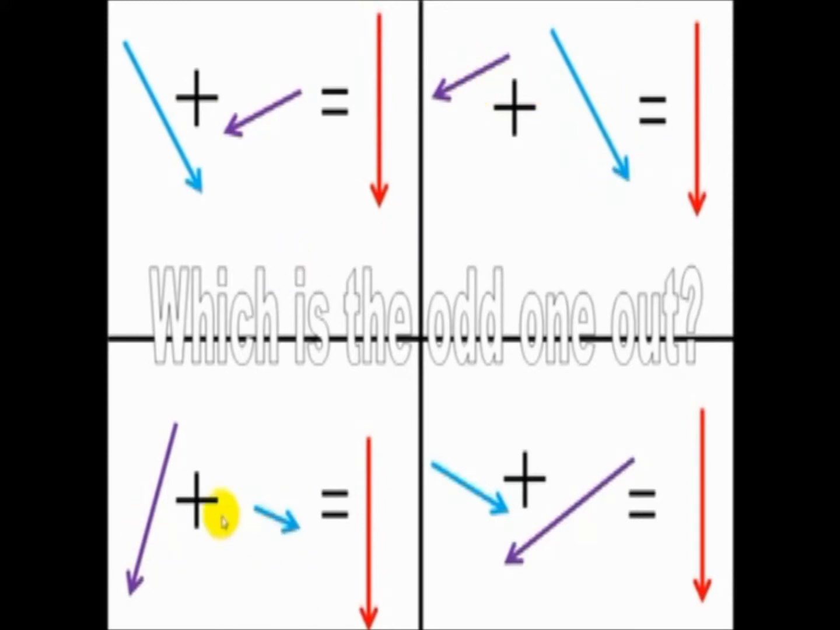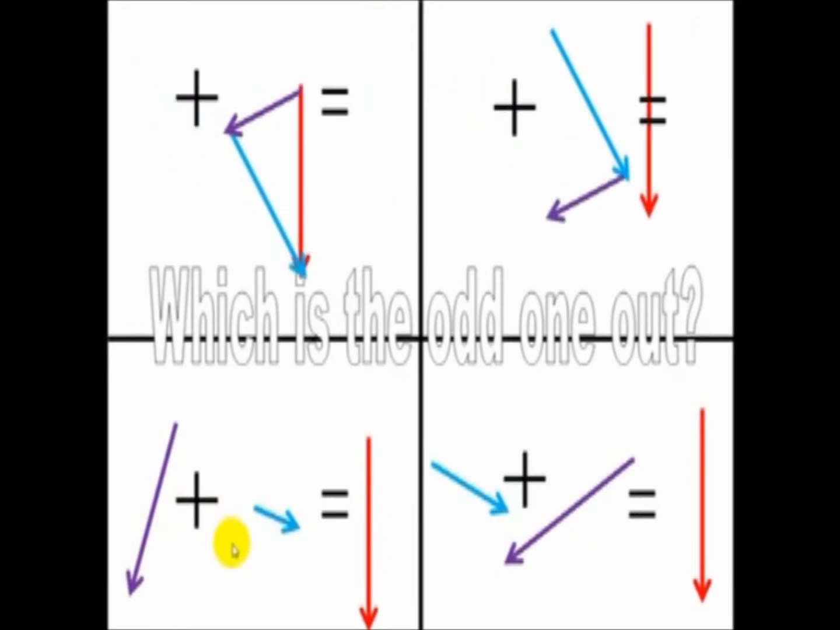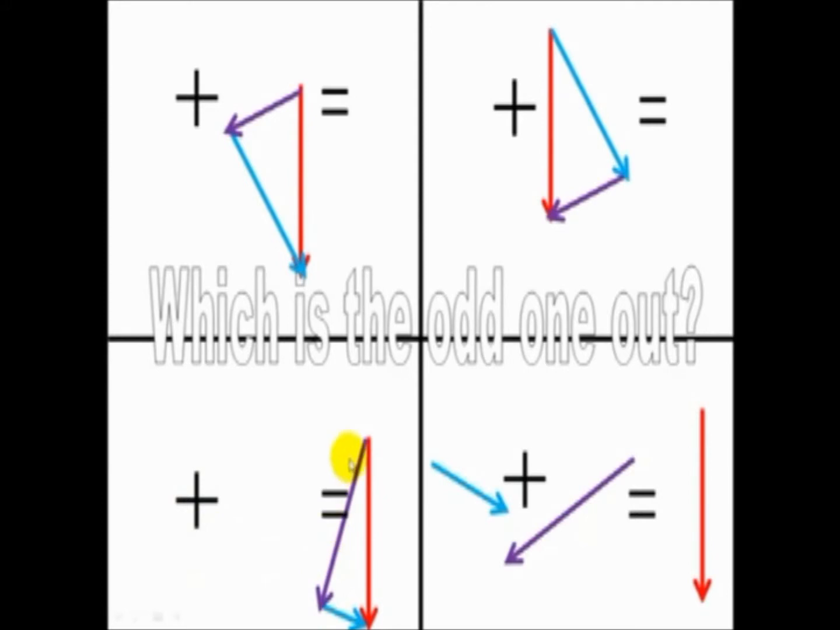Down here we have slightly different sizes, and we can still see that they add up to the red one. In this case, though, if you can do it in your head before you see it, that helps. You can see that we've got a little bit left over. It doesn't quite add up, so this is the odd one out. The correct answer to the sum of the blue and the purple vector would have been this red one here we've just drawn in.